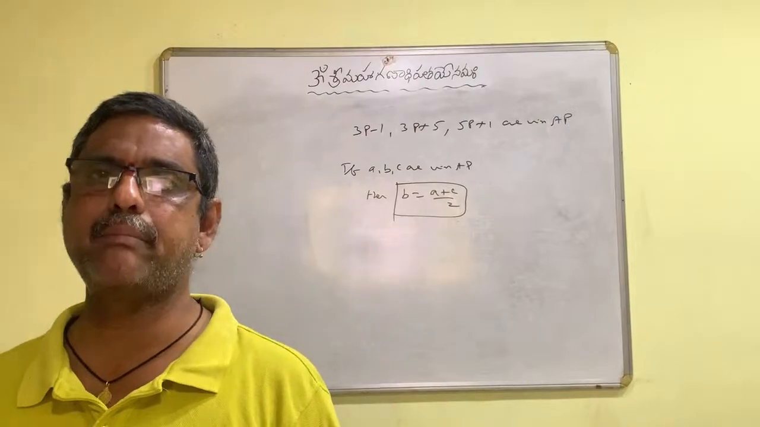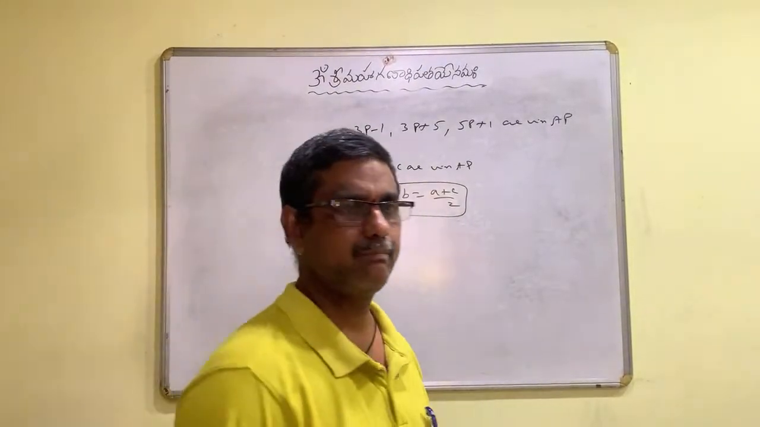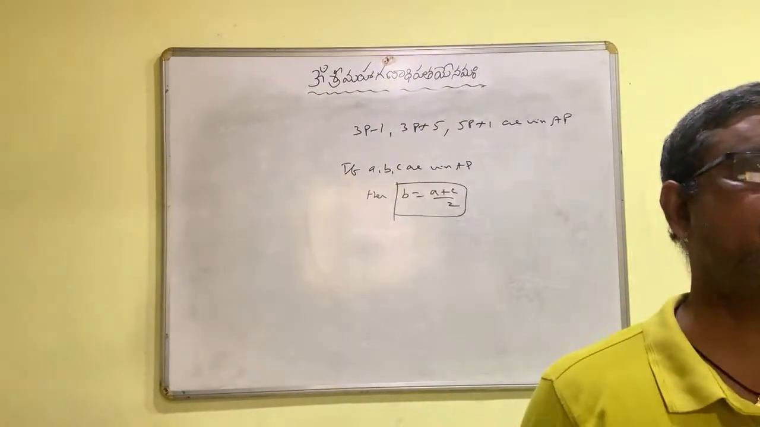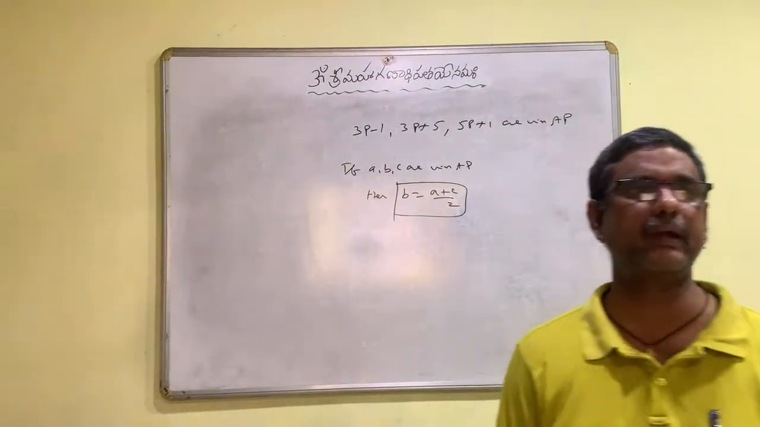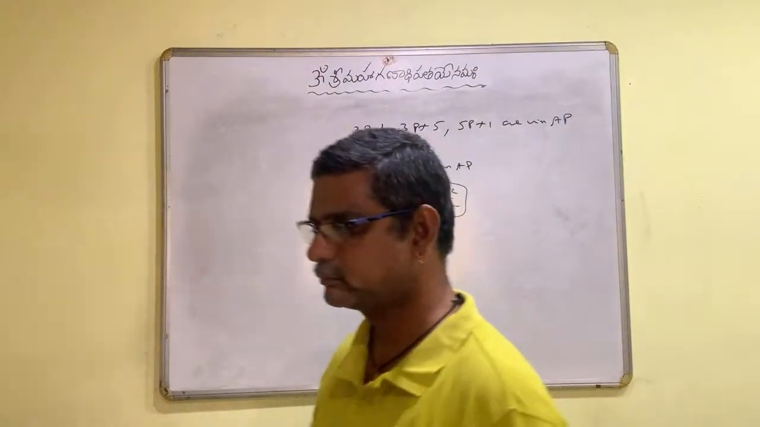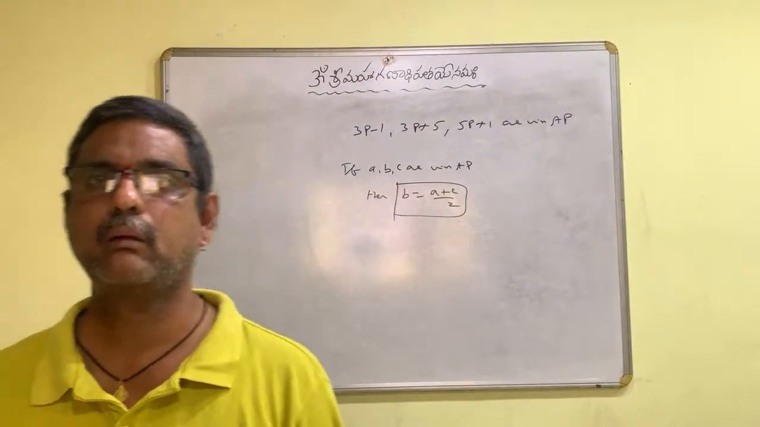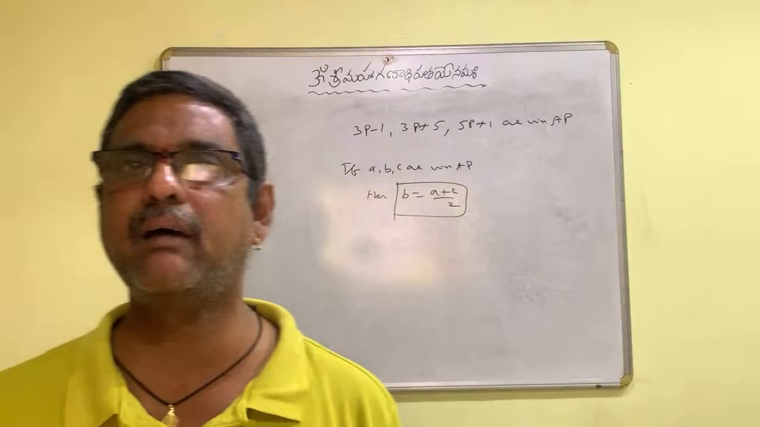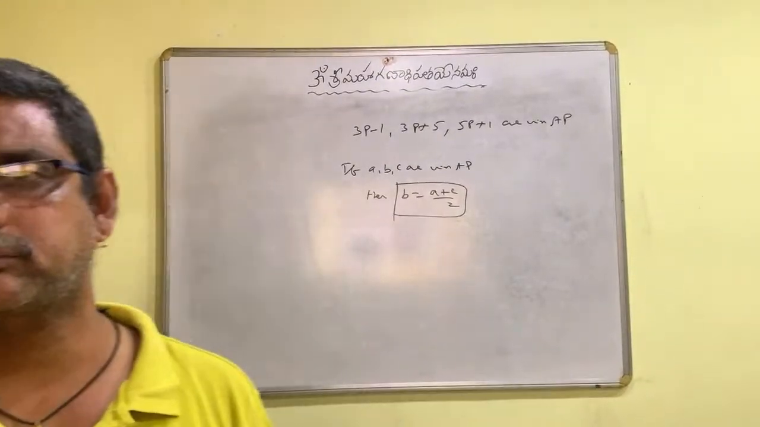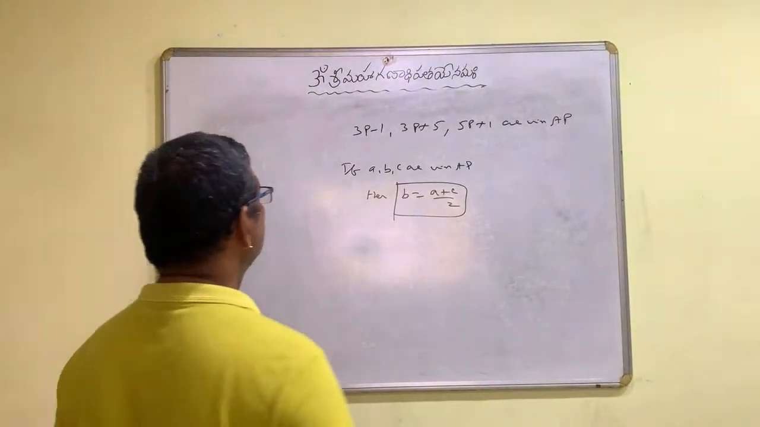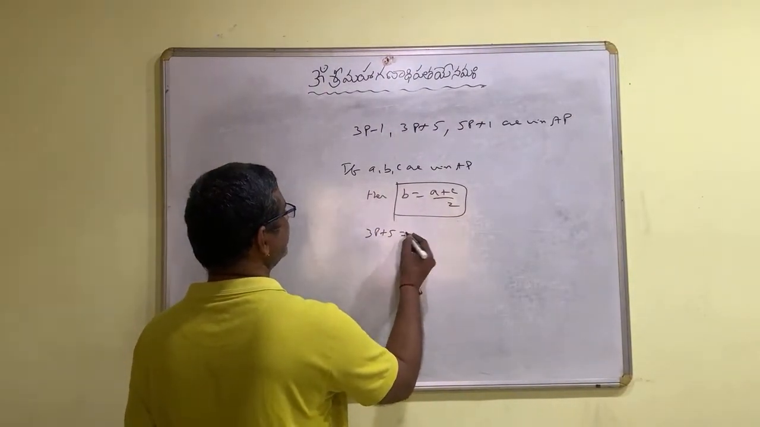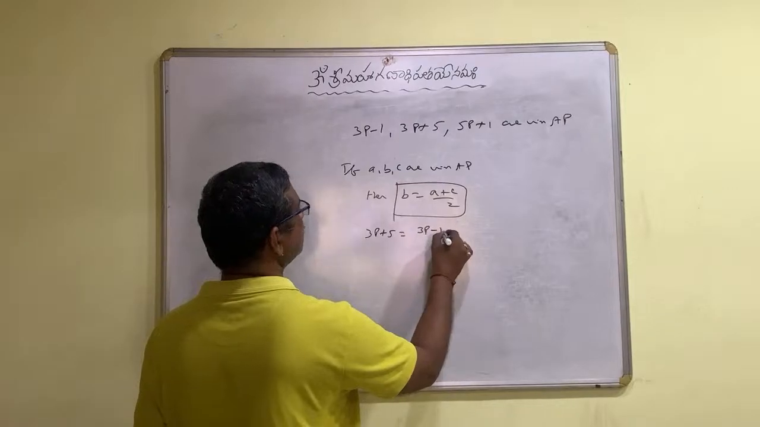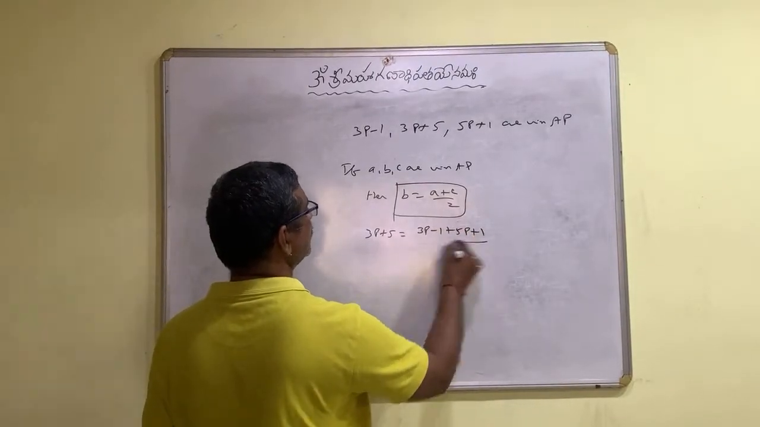Three numbers A, B, C are in AP. If they are in AP, then B, the middle number, is the arithmetic mean of the other two. B is the arithmetic mean of the remaining two. Now, B means 3p plus 5 is equal to (3p minus 1 plus 5p plus 1) by 2.